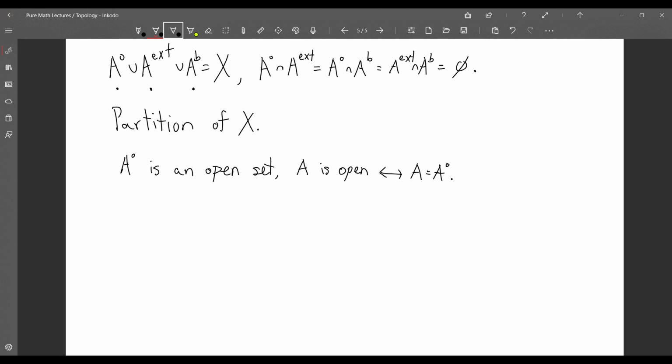Another important property is that if A is a subset of B, then the interior of A is a subset of the interior of B.